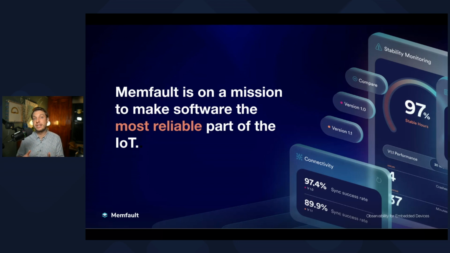We're on a mission to make software the most reliable part of the IoT. And in fact, we believe software can not just itself be reliable, but it can make the devices themselves more reliable, because we can start detecting the behavior of the hardware and we can do things like predictive maintenance. We can understand better under what conditions the hardware fails. We can understand the environment better and make better products over time.